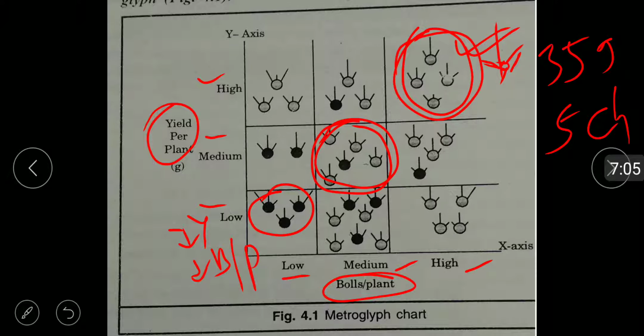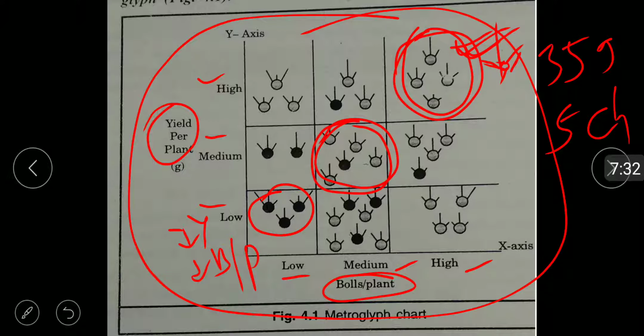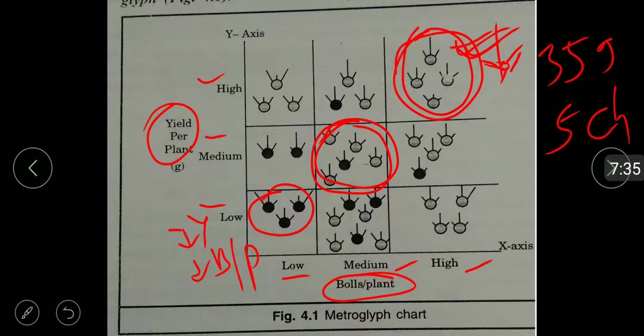If we want to screen or select the best ones, with high yield per plant and more bolls per plant, we can do so with this. The metroglyph chart and its analysis are very useful mainly in 3 ways. It helps in studying the pattern of morphological variation in a large number of germplasm lines at a time. The procedure is a very simple technique, works for both unreplicated and replicated data because analysis is based on mean values of a character, and is useful in classification of germplasm.